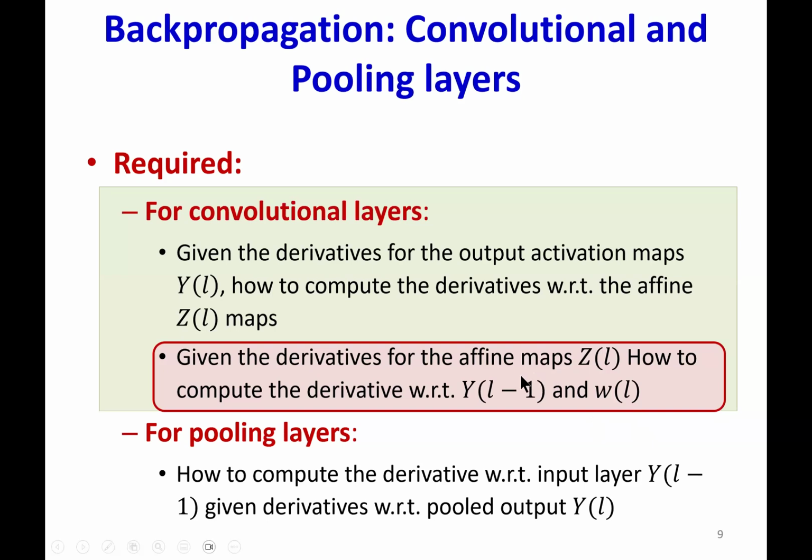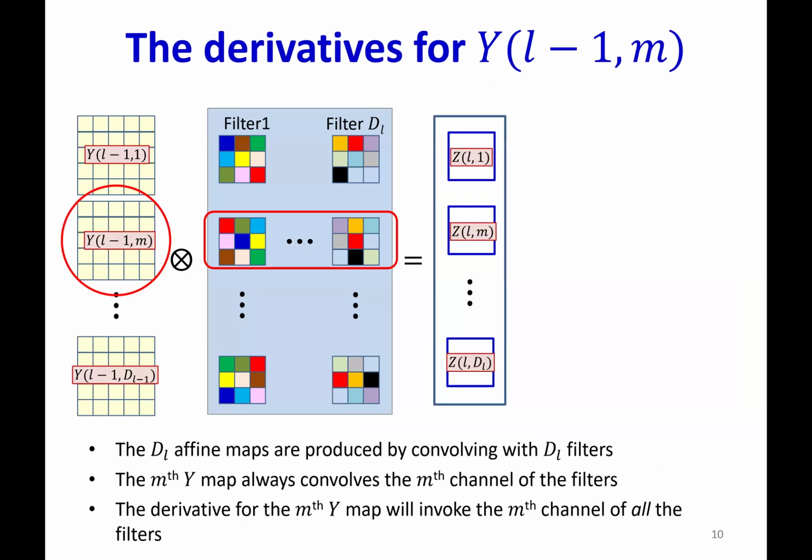Convolve y with dL/dz to get w, correct. And to get the derivative with respect to y, what did we do? Okay. So convolve the flipped, transposed w with dL/dz. So that's exactly what we did.